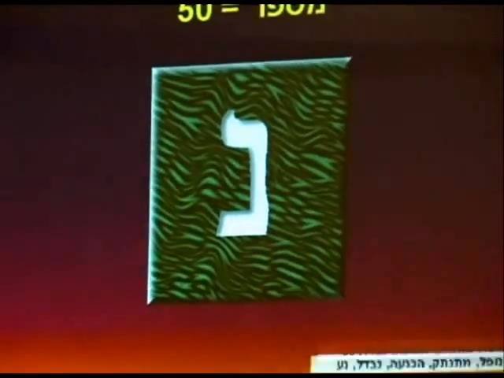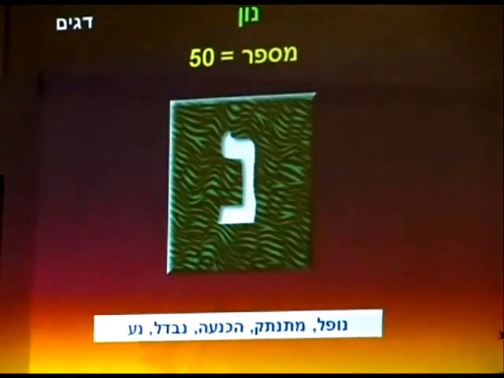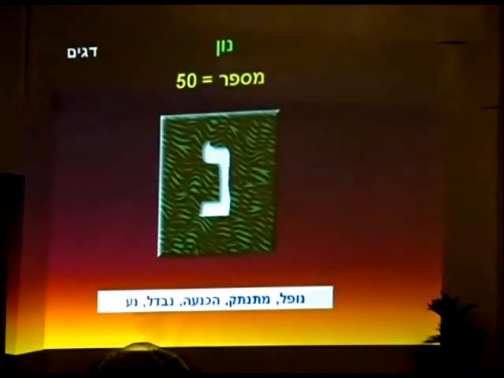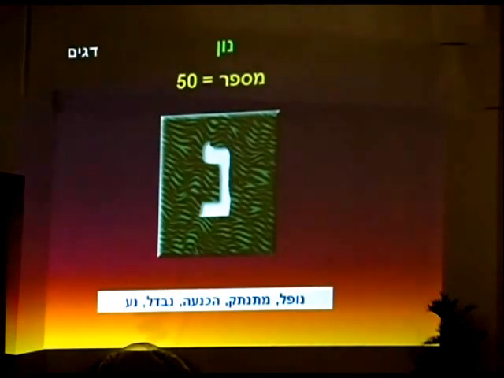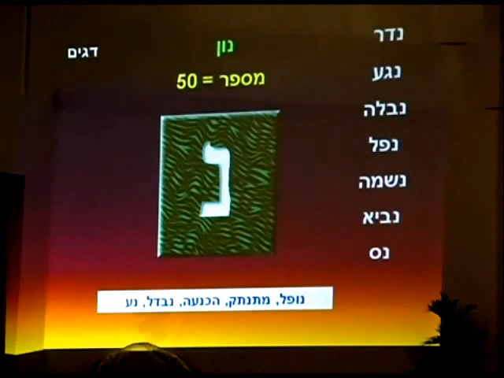Nun. Number 50, nun is fish, another word for fish. You have nofel, falling, mitnatek, disconnected, humbling, separation, and some movement. Separation and movement are alike. Disconnecting is also the same. Falling is also the same. Falling, disconnecting, humbling. So you will find the following words that have to do with those actions.